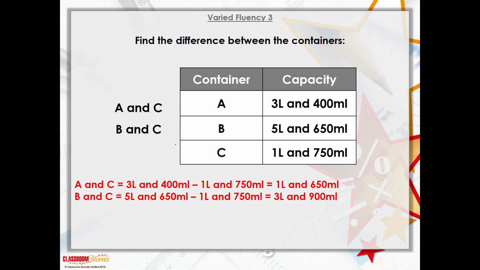So this is what your calculation should have looked like. 3 litres and 400 millilitres take away 1 litre and 750 millilitres gives you a total of 1 litre and 650 millilitres. And to find the difference between container B and container C, you would do 5 litres and 650 millilitres take away 1 litre and 750 millilitres, giving you the total of 3 litres and 900 millilitres.